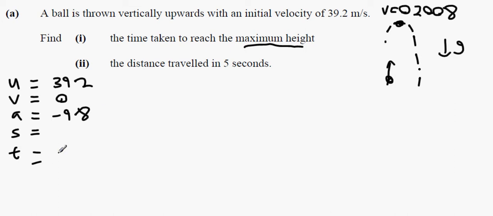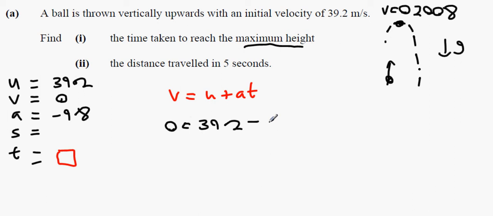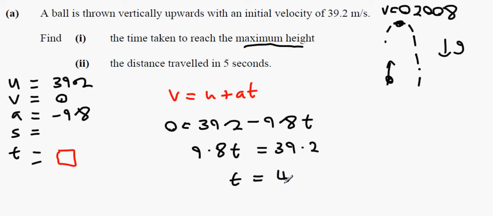So you can see that we're going to use U, V, A, and T, so that's the formula v equals u plus at. All we've got to do is put in our numbers. 0 equals 39.2 minus 9.8t, and then we can spin it around: 9.8t equals 39.2, and t is going to equal 4 seconds. So t equals 4. That's the first one there.